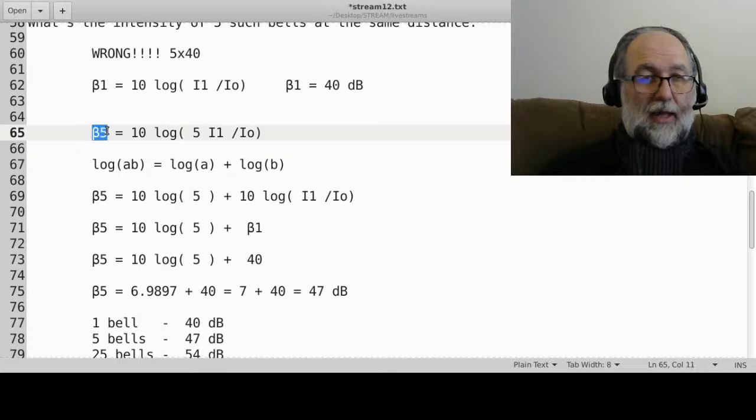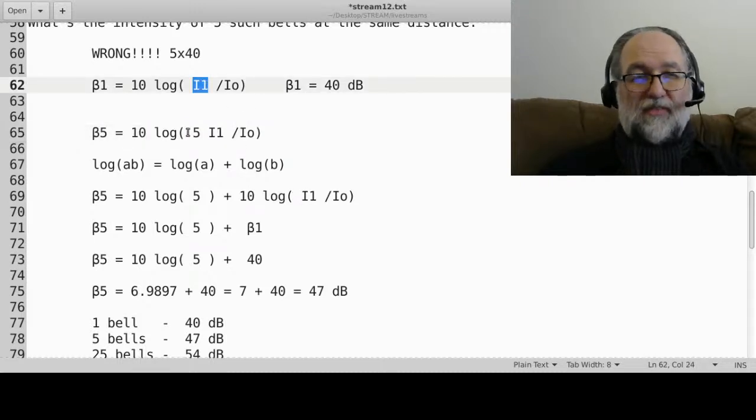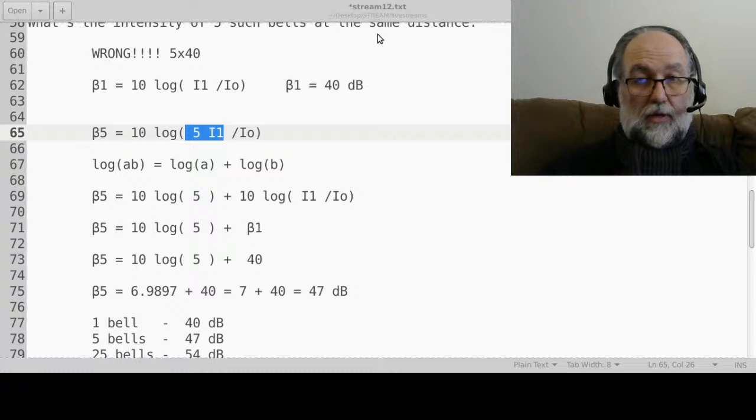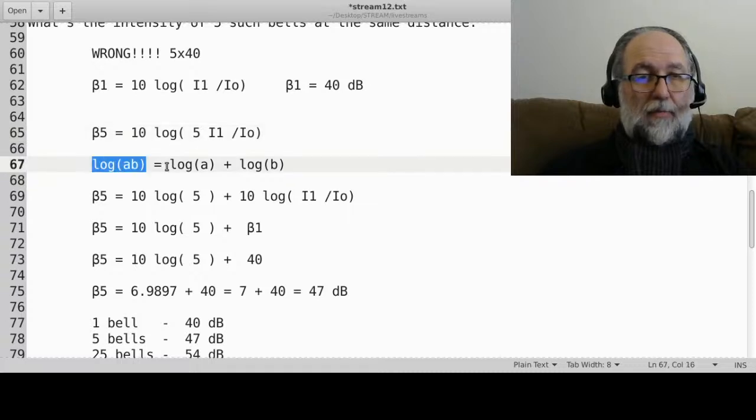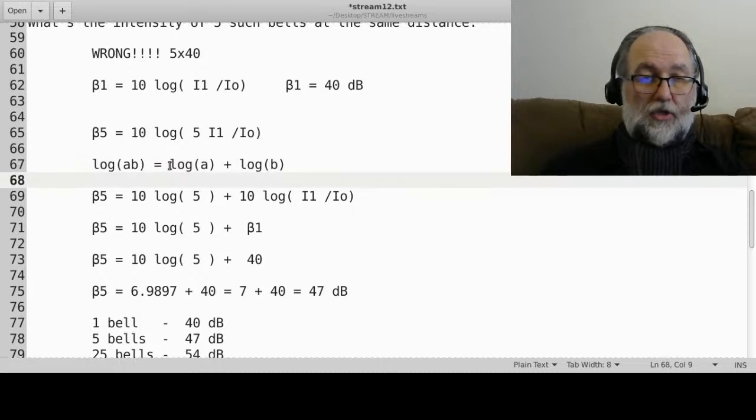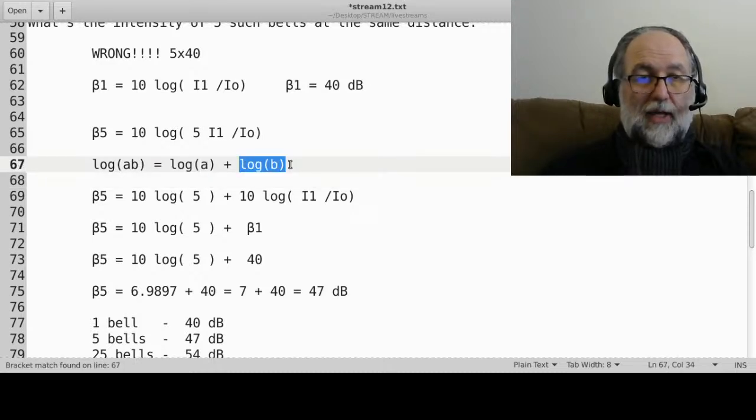Well, for 5 bells, let's call that beta 5. It's going to equal this. But now that I1, it's not just one I1, it's 5 I1s, like that. Okay, so there's 5 of them because we got 5 bells. Now, that 5 is inside the log. And there's this property of the log that if you have two numbers that are multiplied inside the log, so log of A times B, that's going to turn into log of A plus log of B, like that.